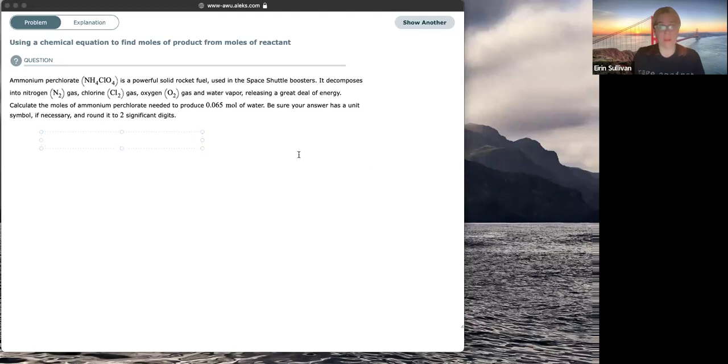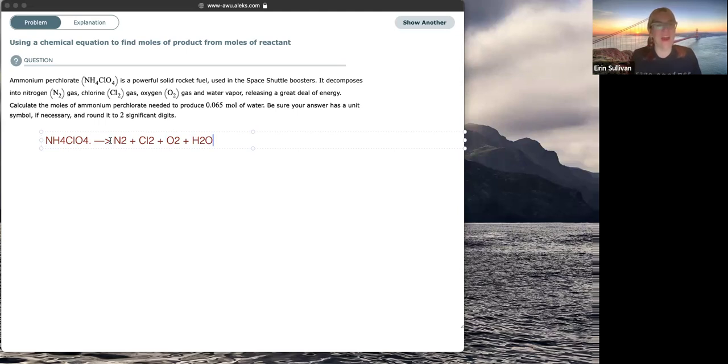So we are given that ammonium perchlorate, NH4, that's the ammonium cation, right? NH4 plus, perchlorate ion, ClO4 minus. Therefore, ammonium perchlorate will be this. It's a solid rocket fuel. It decomposes, so another example of a decomposition reaction, into nitrogen gas, chlorine gas, oxygen gas, and water. Okay. Guess they're all gases because it's hot, right?